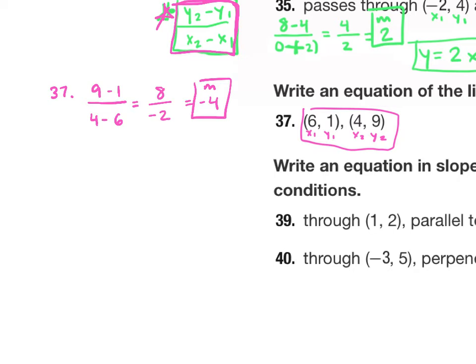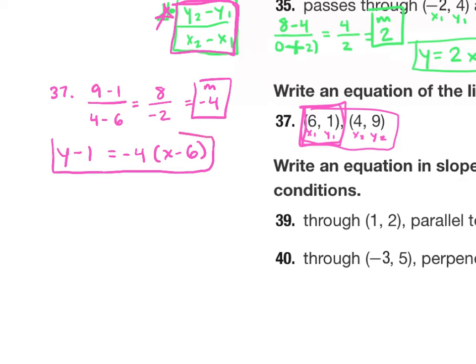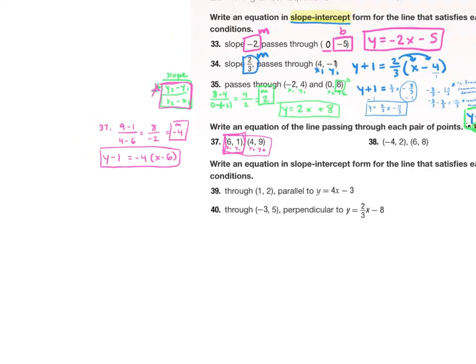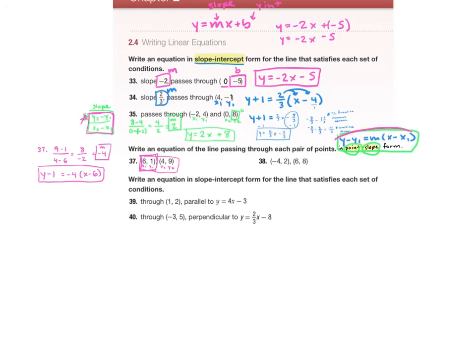So here we have our slope and we have a point. So what do we do now? Plug it in. So we have y minus, what's our y1? 1. So y minus 1 is equal to, what's our slope? Negative 4. And then in parentheses, x minus, what's our x1? 6. So this is our answer. Leave it like this. It says to leave it in point slope form. So we just leave it in point slope form.